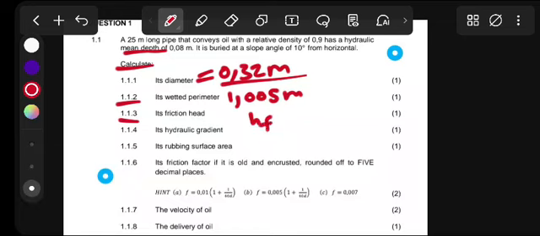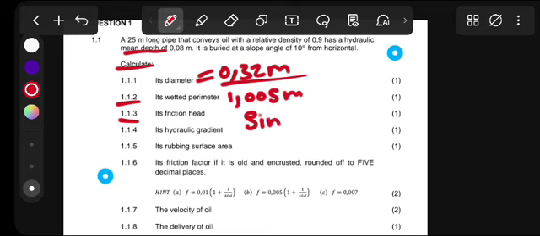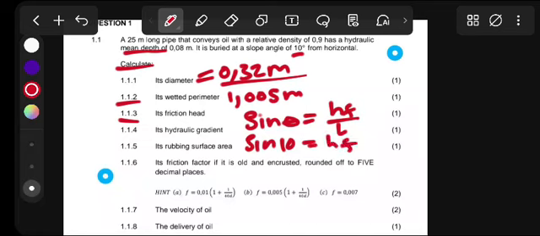Then it says here, its friction head. We want HF, the friction head. Because we have been given the angle to the horizontal, we use this formula: sine theta is equal to HF divided by the length. So the angle there is 10, HF is the one that we want, and the length we know is 25.